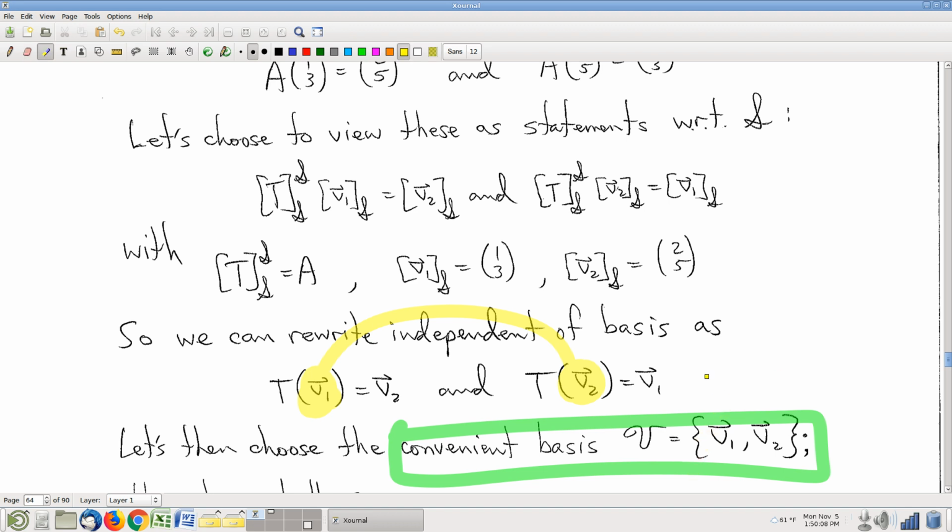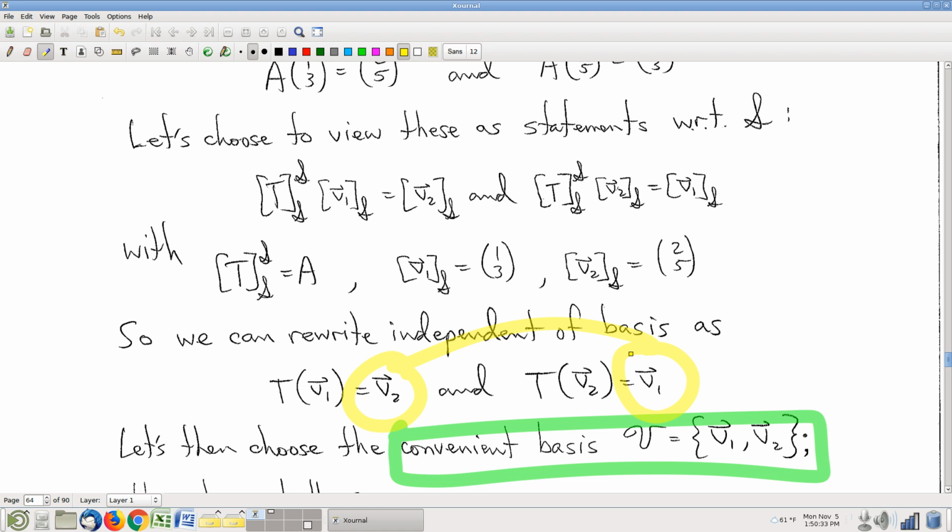All right, now what about for the target? What does the target basis do for me? Well, whatever comes out, I'm going to have to represent the output vectors with respect to some chosen target basis. So what would be a convenient basis to use to describe the vectors v2 and v1?